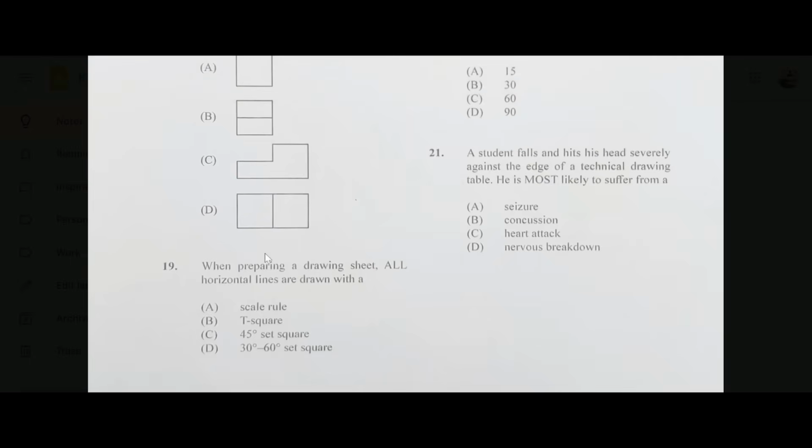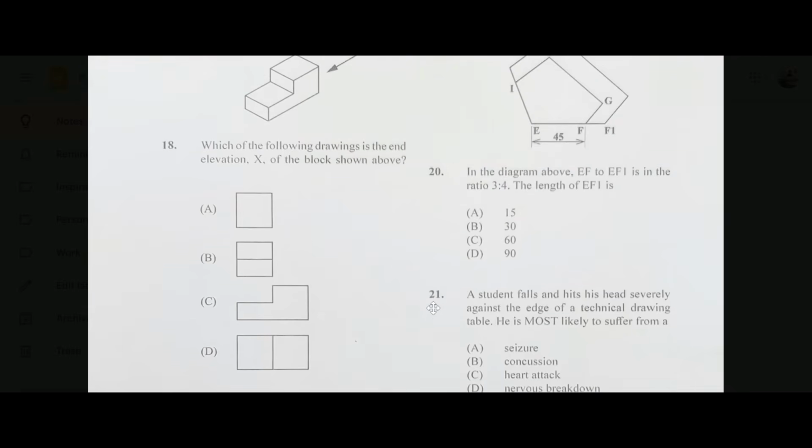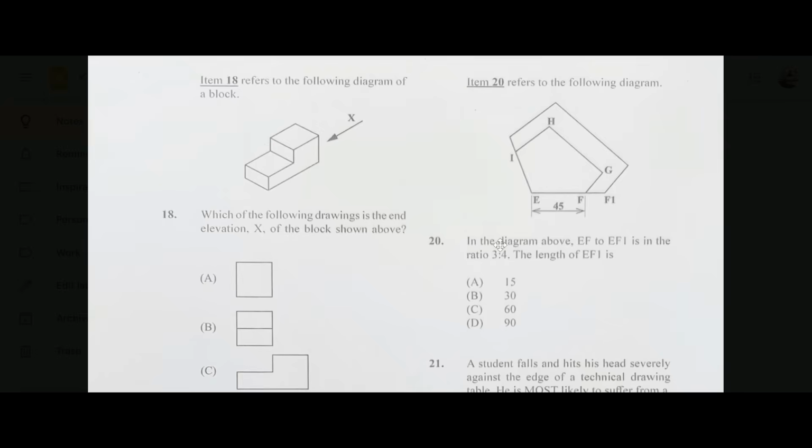Number 19, when preparing a drawing sheet, all horizontal lines are drawn with a T-square. The answer is B, T-square. We always draw horizontal lines with T-squares.